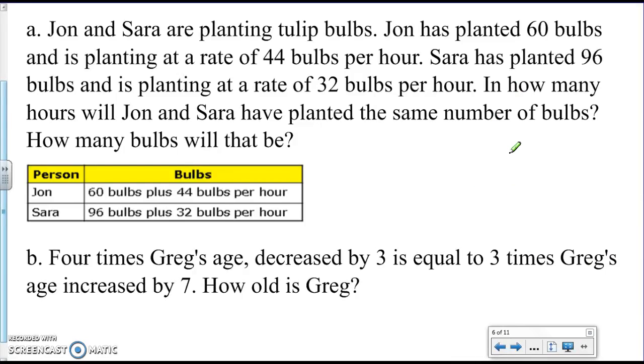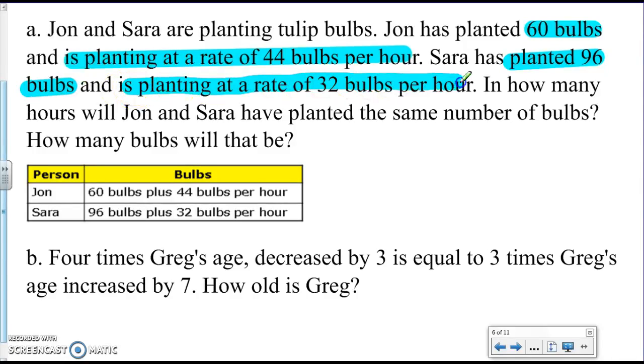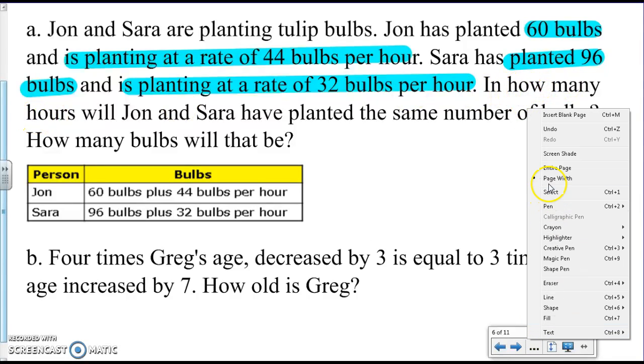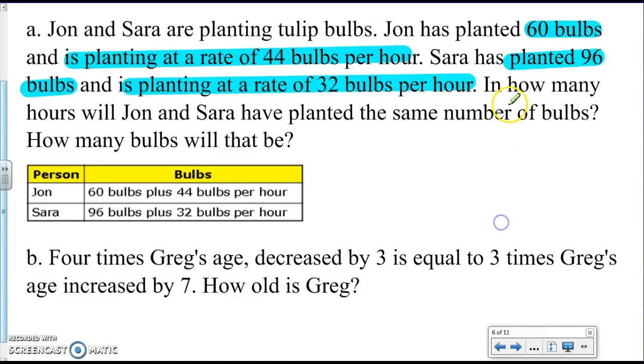So first, John and Sarah are planting tulip bulbs. John has planted 60 bulbs and is planting at a rate of 44 bulbs per hour. Sarah has planted 96 bulbs and is planting at a rate of 32 bulbs per hour. In how many hours will John and Sarah have planted the same number of bulbs, and then how many bulbs would that be? I'm going to change colors here because that's our question. So, 2 things.